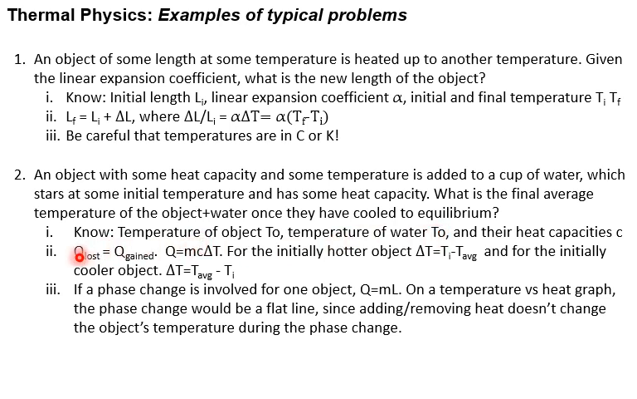What you need to know for this type of equation is the heat lost by the hot object is equal to the heat gained by the cool object. For each of these Q's, this is MC delta T. What matters here is that if you have an initially hotter object, then the change in temperature for the hotter object is going to be the initial temperature minus your average final temperature. For the initially cooler object, delta T is going to be the average temperature that you wind up at minus the initial temperature for that cooler object.